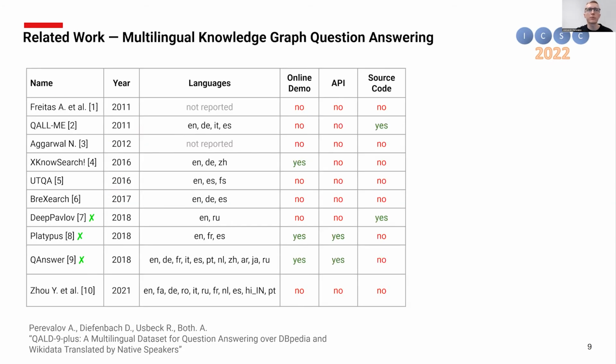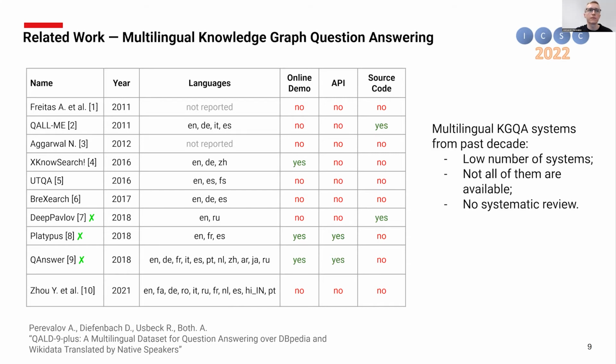There are also not so many question answering systems over knowledge graphs in a multilingual setting for the past decade. Our assumption is that as there are not so many benchmarks, of course there will be not so many systems. Moreover, not all of these systems are accessible right now, and only 3 of them were considered for our work and for the evaluation: DBpedia, Platypus, and Q-answer systems.